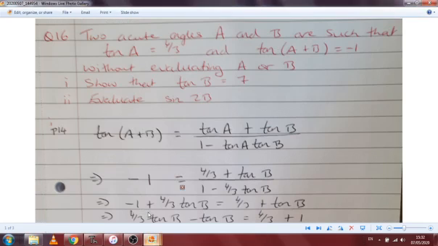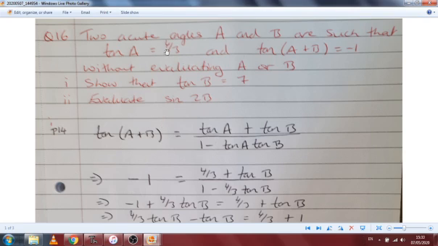Then the final one I've done out here is there are two acute angles a and b, and they are such that the tan of a is 4 over 3. So that's the first angle is 4 over 3, and then the tan of A plus B equals minus 1. They tell us without evaluating A or B, which is kind of like without using a calculator, we have to show that the tan of B equals 7 and then evaluate twice the sine of 2B.